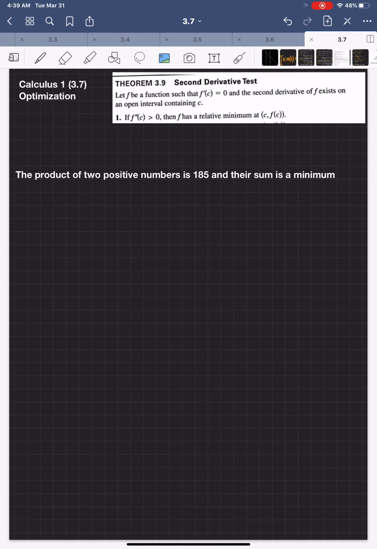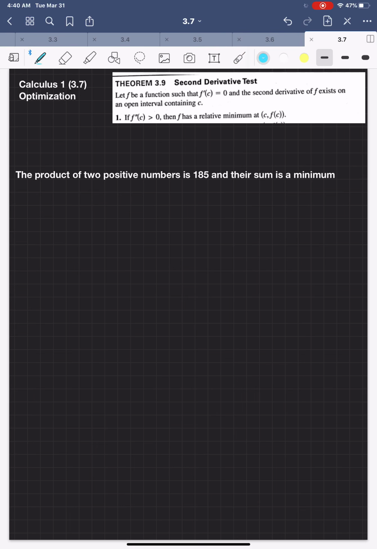Now, I'm going to start with no theory, nothing. We're going to jump right in. I'm going to start with just a baby problem, one that you probably don't need calculus to do. Ready? Let me read. The product of two positive numbers is 185, okay? And the sum of those two numbers is a minimum.